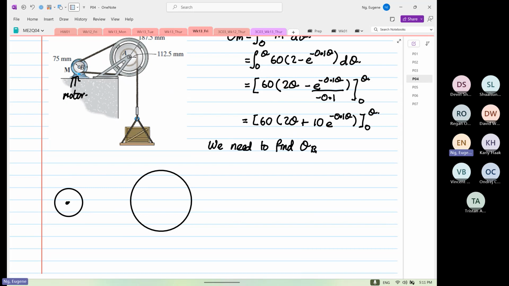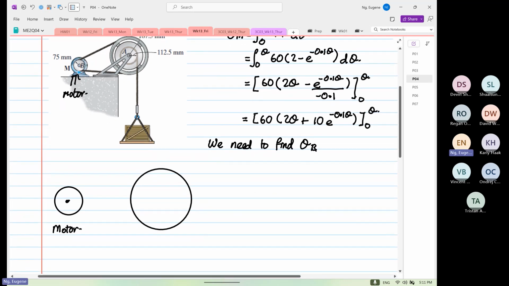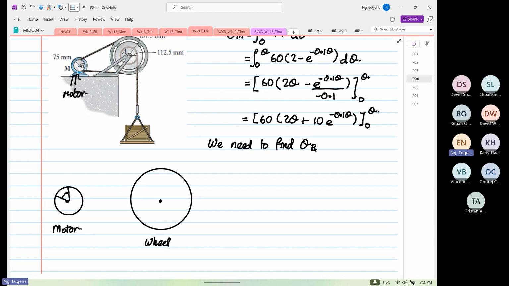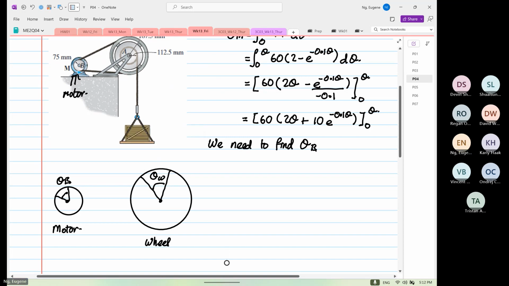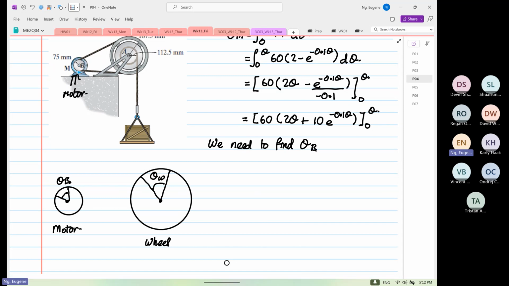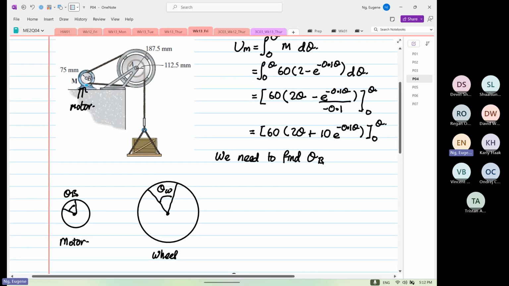right? So this belongs to our motor. This is our wheel. Sorry, don't change the name. So what we want to find is theta B. And theta B is affected by theta W, theta of the wheel. And this is affected by the distance moved by the crate. That's where you can see there's a lot of components for this question. But mathematically straightforward, right? You just need to analyze. Analysis is important over here.